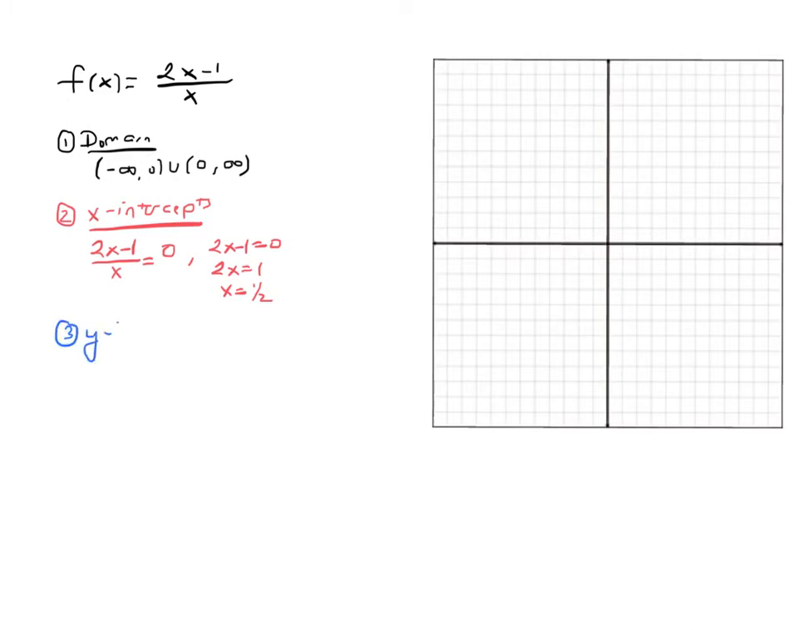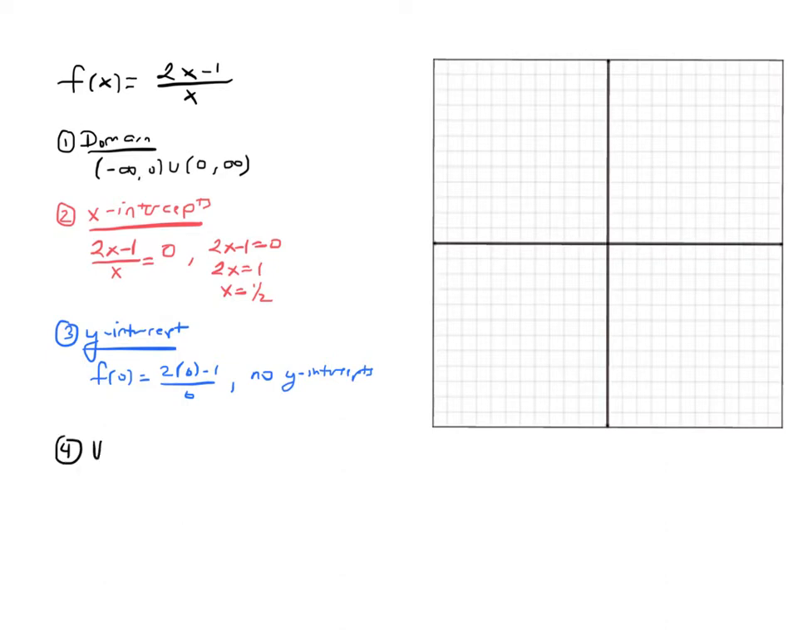Then we find our y-intercept. That happens when x is equal to 0. And we end up with something that's undefined, so that tells us that there are no y-intercepts. So that means that our graph cannot cross the y-axis.